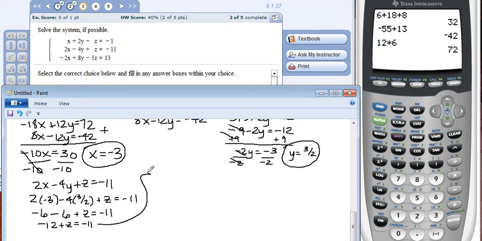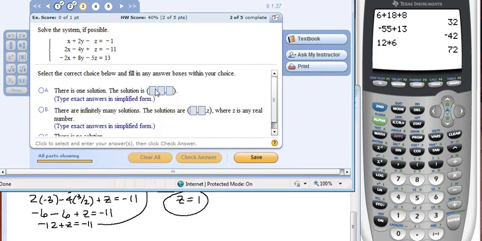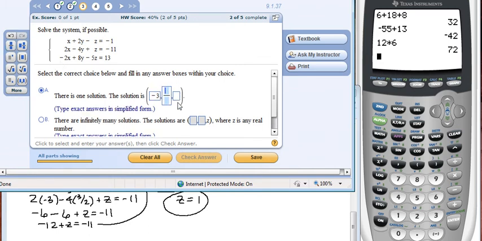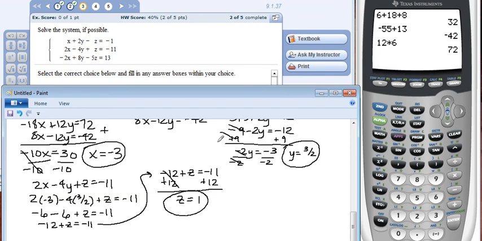And I've got to go up here. So I'm going to rewrite it for you so you can see it. And I'm going to add my 12 across. So z is 1. So there's my ordered triple: negative 3, 3/2, and 1. Is that what I wanted to put in there? Negative 3, 3/2, and 1.